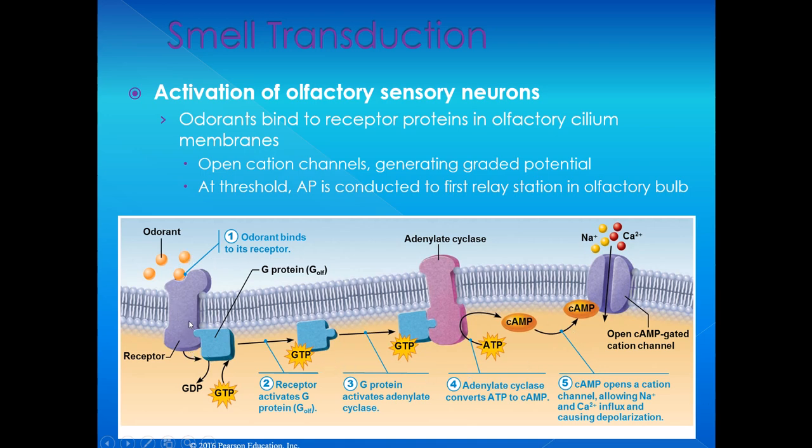So here we have our odorant. It binds onto the receptor protein. That receptor protein activates the G protein. The G protein activates adenylate cyclase, which is another transmembrane protein. Adenylate cyclase then produces a second messenger called cyclic AMP. Cyclic AMP then opens a cation channel so that both sodium and calcium come into the cell of the olfactory epithelium, and then it gets depolarized. And if we depolarize to threshold, then we get an action potential.